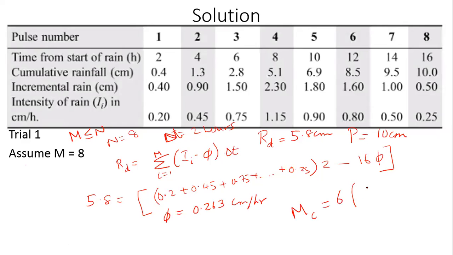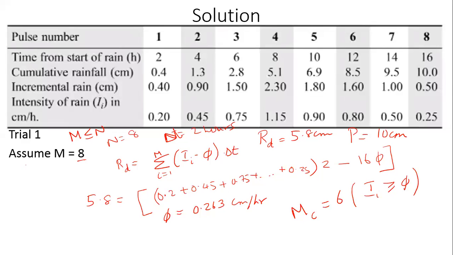These are the intervals where II is greater than or equal to phi, right? That is the definition of the phi index. Those intervals where the rainfall intensity is greater than phi index are the only ones that are contributing to the runoff. I had assumed that all 8 intervals are contributing to runoff. But when I made that assumption, I'm getting a phi index of 0.263 centimeters per hour, from which I'm finding that only 6 intervals are greater than that. Okay. So therefore my original assumption of 8 must have been wrong, right?